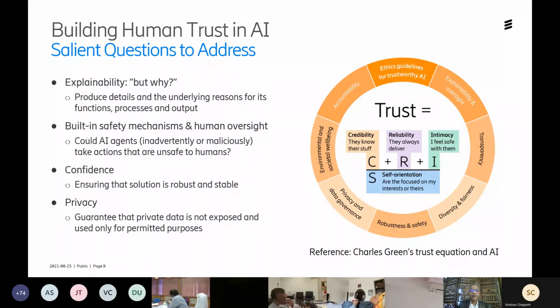Finally, privacy is super important. How do I ensure that data that has been used by these solutions is not used in a way that is not intended? When we say not intended, it is only used for permitted purposes. Secondly, there should not be leakage of data, either through, for example, some people have attempted to do re-engineering of models if you have exposed your models through APIs. So how do you really do model obfuscation? How do you protect your models? There are a range of considerations related to privacy. So these are all extremely important.